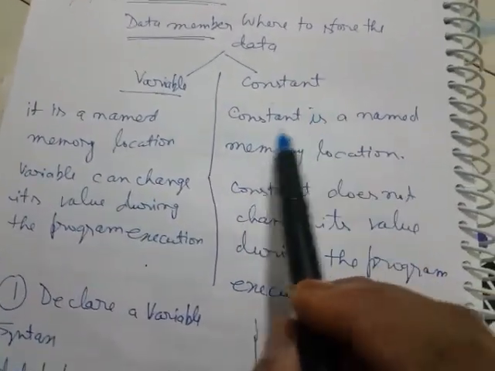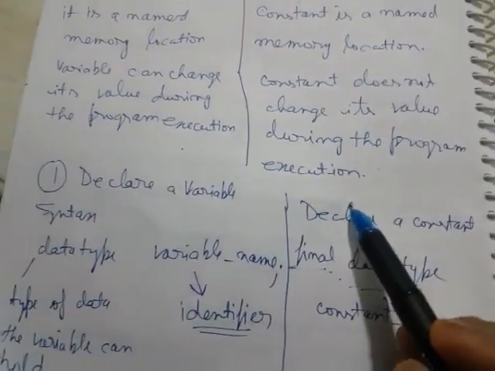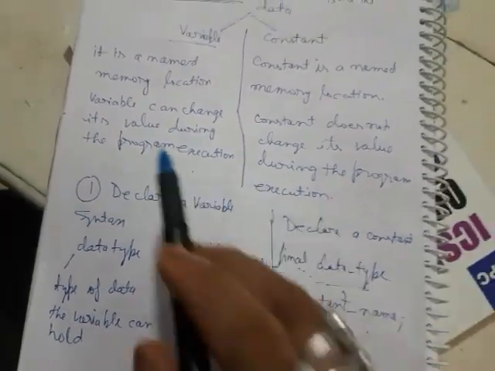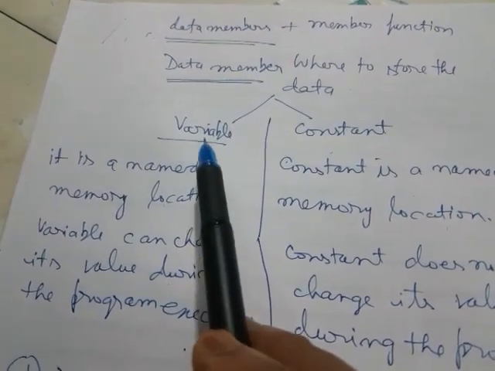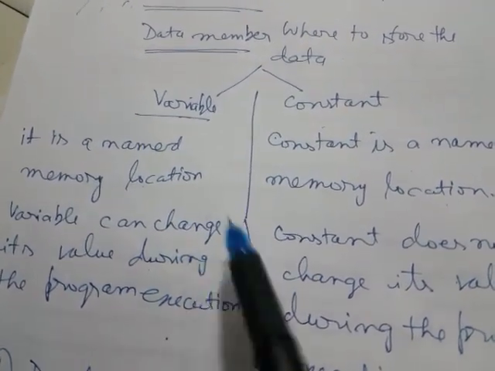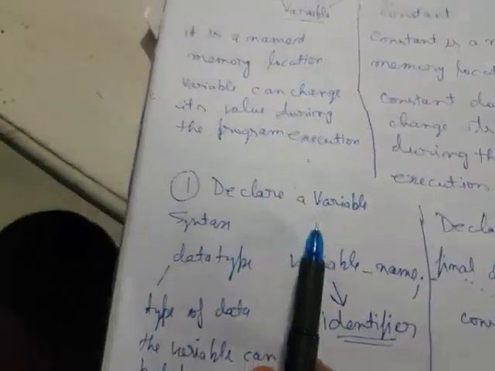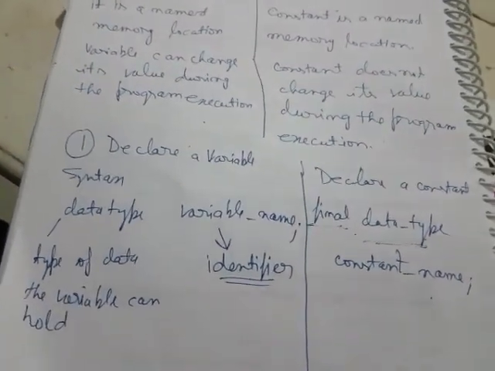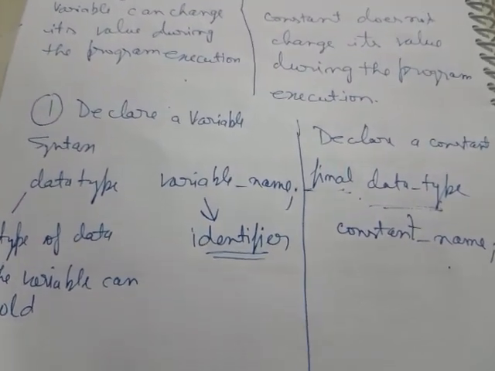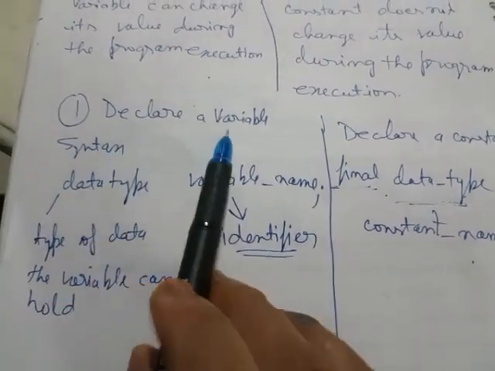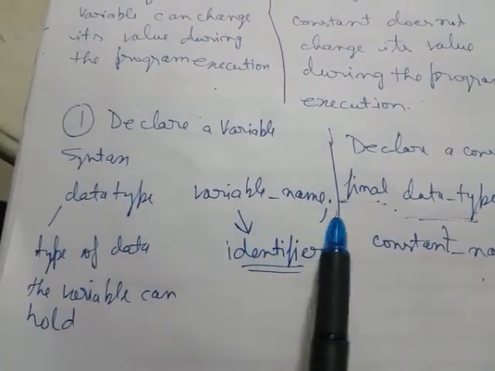Then we talk about the constant. Constant is also a named memory location, but constant does not change its value during the program execution. Alright, because variable, as its name suggests, varies. So it may vary, that name is because of that, because its value can be changed during the program execution. After that, we need to talk about how to declare a variable, because Java is a strongly typed language. Before using anything, you need to declare it first. So we'll declare a variable. Declaration of a variable means first we'll write data type, variable name, semicolon.